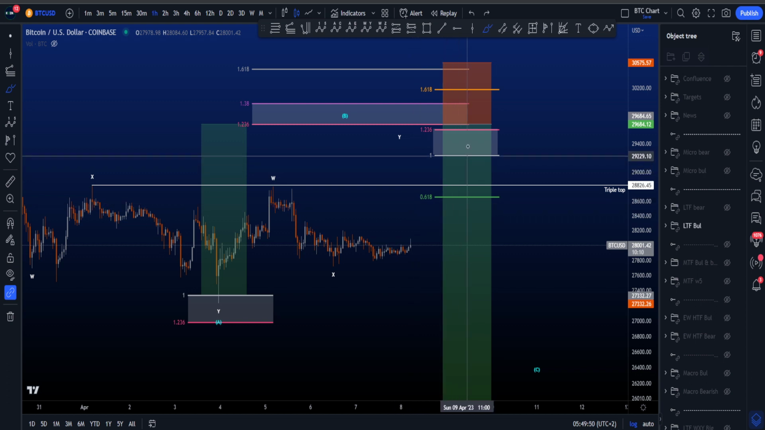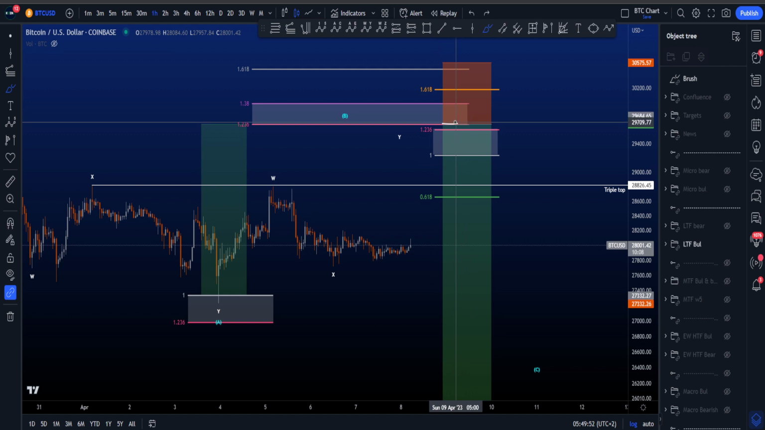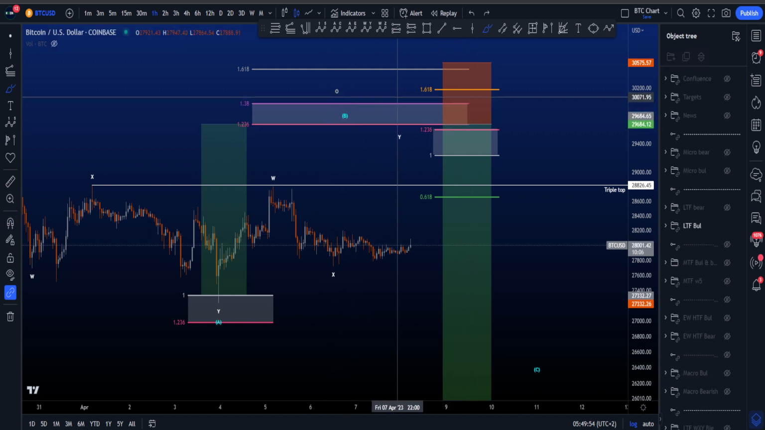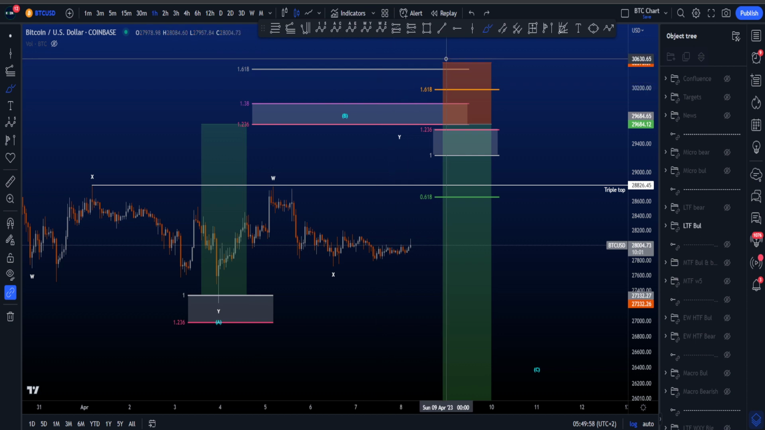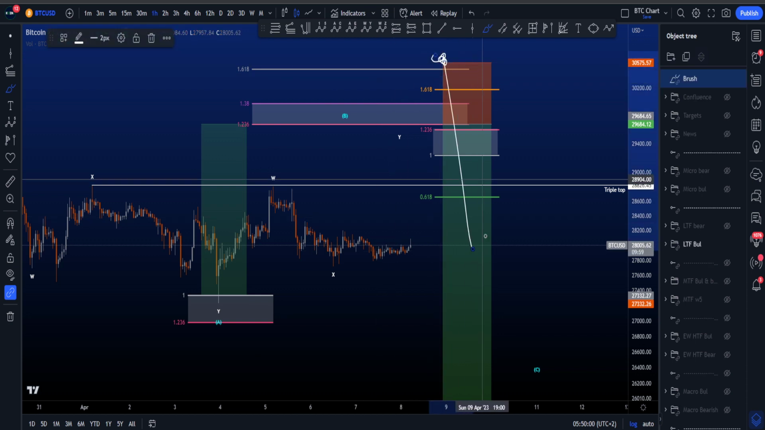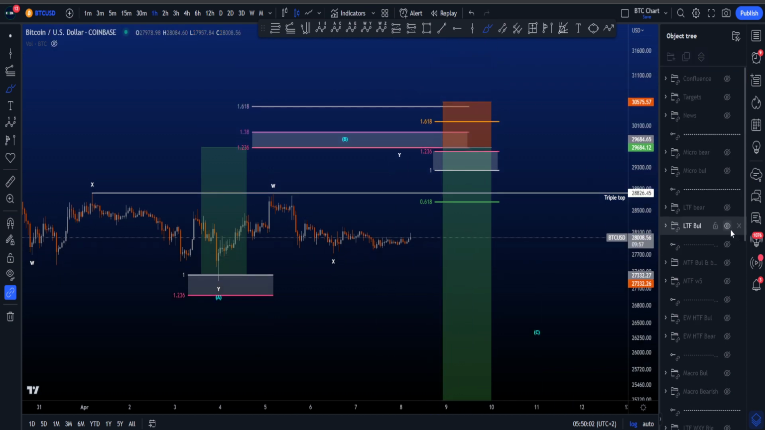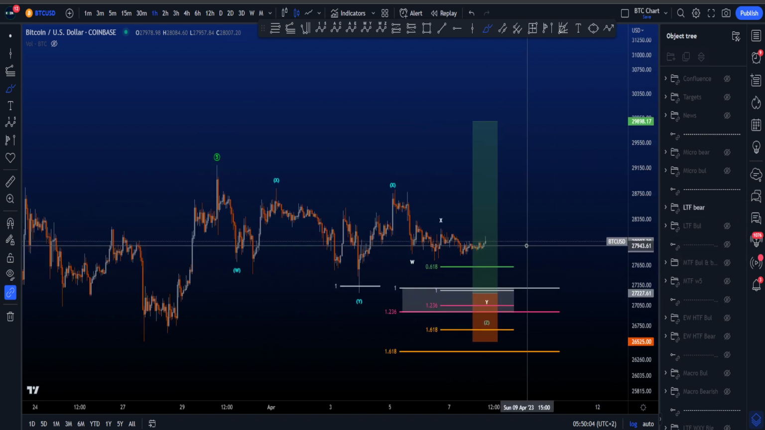The potential short setup here is to ladder these shorts in and around the wave B target area. Stop loss above the 1.618, which is a rare target for expanded flat wave B. So stop loss here and then eventually moving it to the downside. Of course, guys, it's YouTube. It's no financial advice. It's educational.